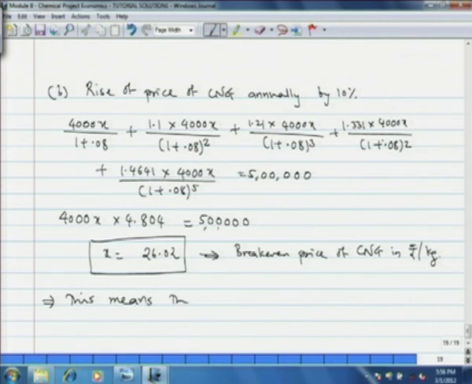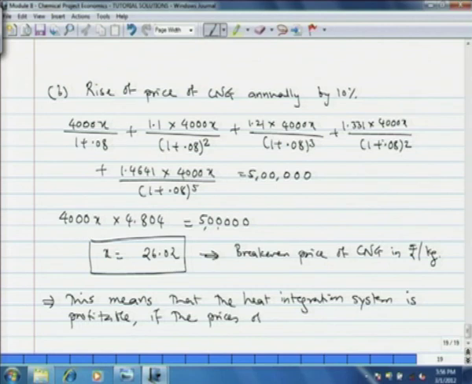This means that the heat integration system is profitable if the prices of CNG are higher than the break even price.